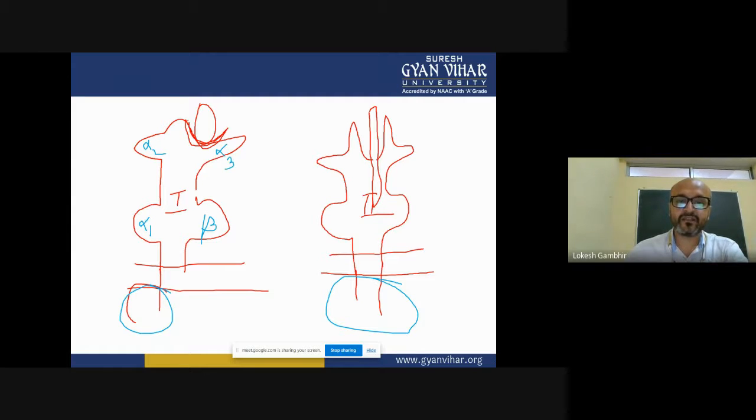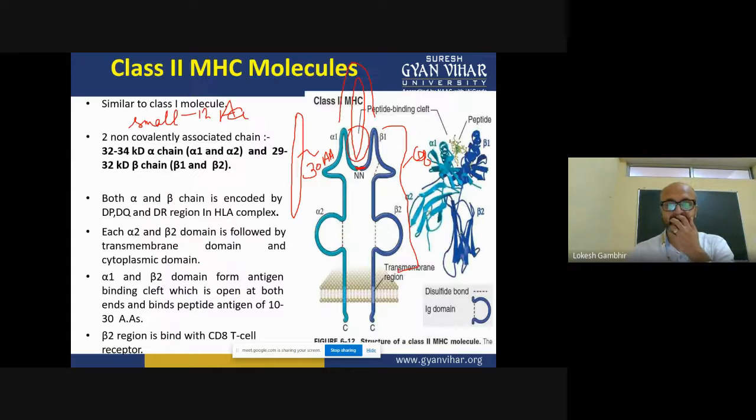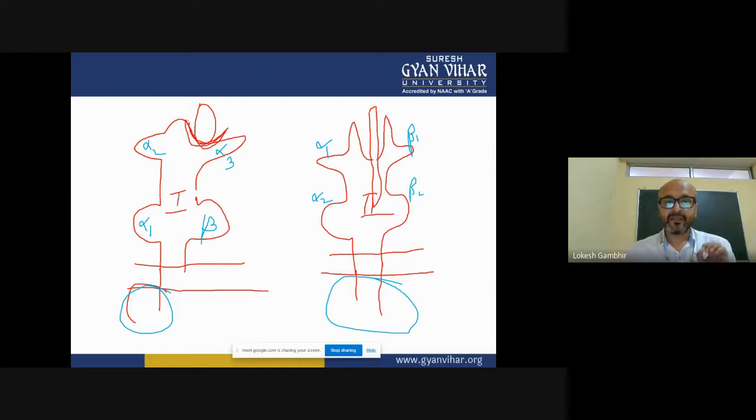So we have 3 domains in class 1, whereas here only 2 domains of alpha are present, and beta is present in the form of 2 domains. So that is the thing that you should always understand. Please understand this is alpha 1 and this is alpha 2. And that is how the differentiation that we have discussed right now is arising.